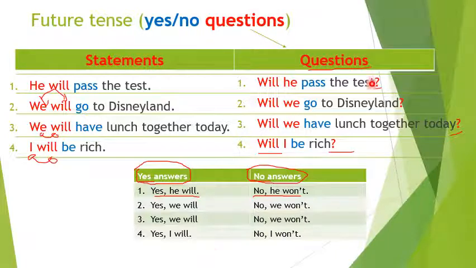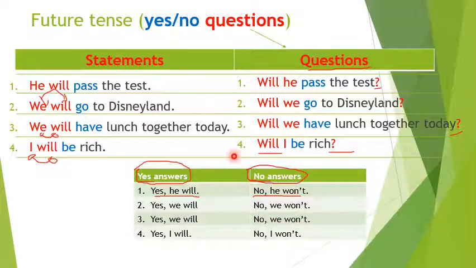For number 2, will we go to Disneyland? If your answer is yes, then we'll say yes, we will. If you are busy, then your answer is no, and you will say no, we won't. Number 3, will we have lunch together today? If you want to have lunch together, then you say yes, we will. If you are busy or if you don't want to have lunch together, then you say no, we won't.